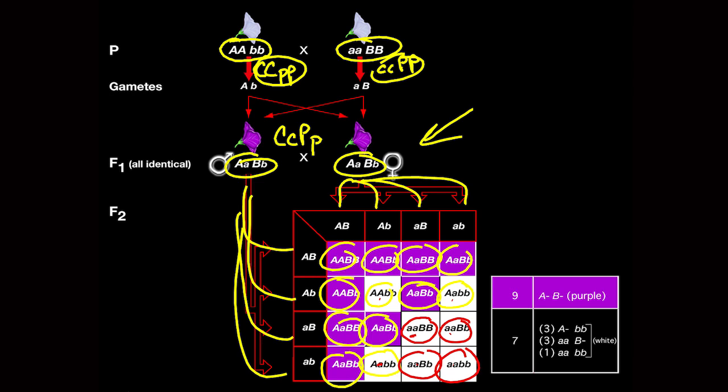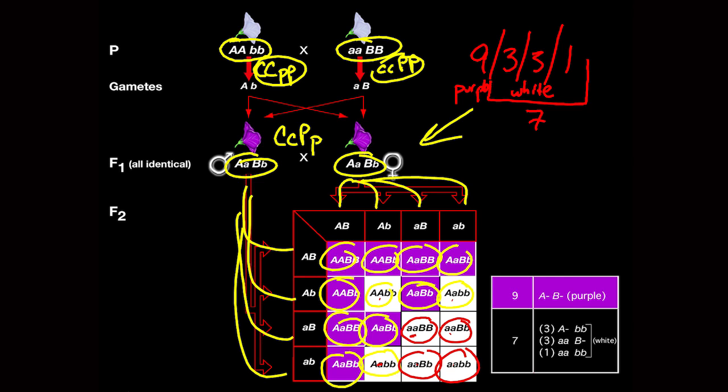So this 9-to-7 ratio is a modification of 9 to 3 to 3 to 1, and basically all of these 7 are looking the same. And these are looking purple. So there's your 9-to-7 right there. Believe it or not, this is actually fun. You do a little detective work and say, wow, that makes sense.